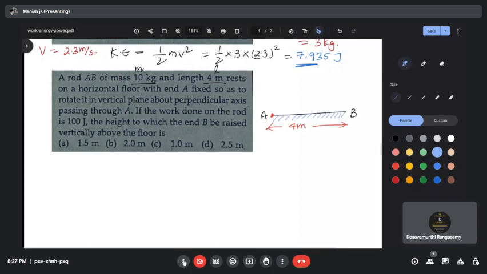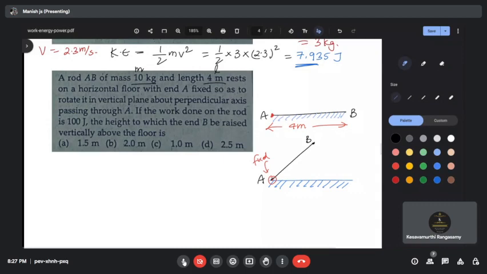Then what are we doing? We are trying to lift point B upwards. The floor remains intact like this. After you pull B, what happens? A is fixed, so B is being pulled upwards, as you can see. So A is fixed at this point. So this point is fixed, and end B is pulled upwards.